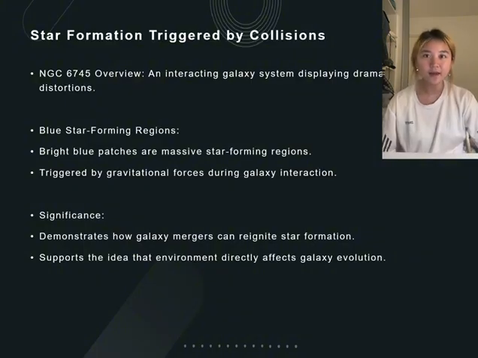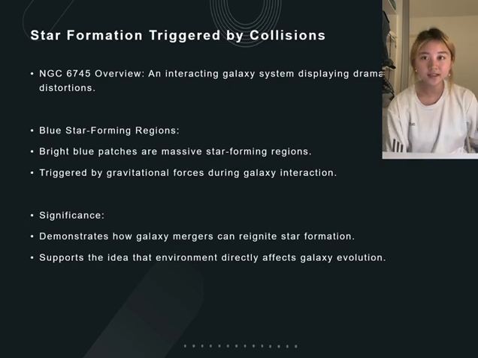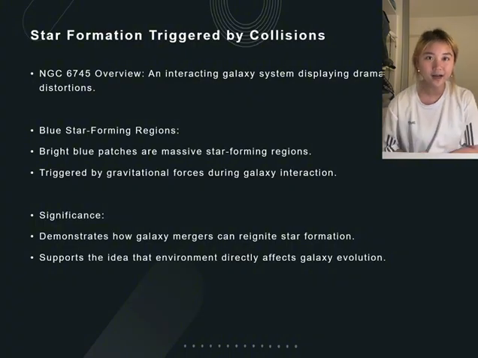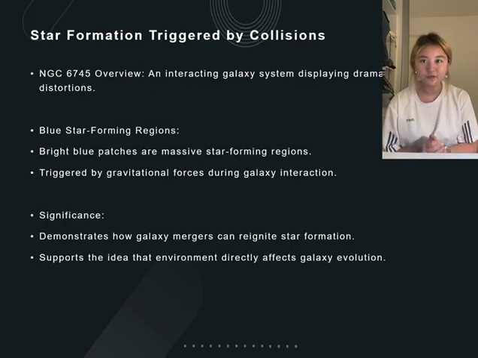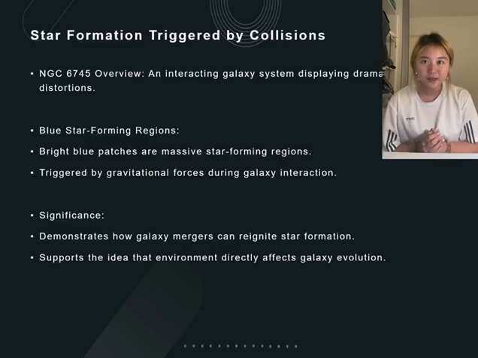This galaxy system has undergone a major interaction, and we can see dramatic distortions along with bright blue patches. These blue regions signal recent star formation triggered when the gravitational forces of the collision compressed gas clouds. NGC 6745 shows us that galaxy mergers can reignite star formation even in galaxies that may have been previously dormant. The environment plays a direct role in reshaping galaxies.